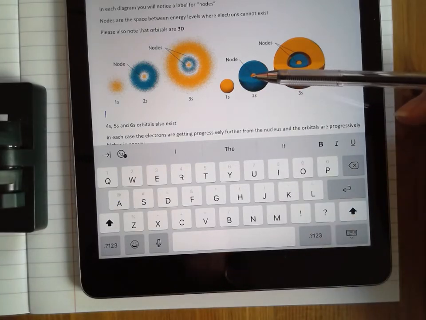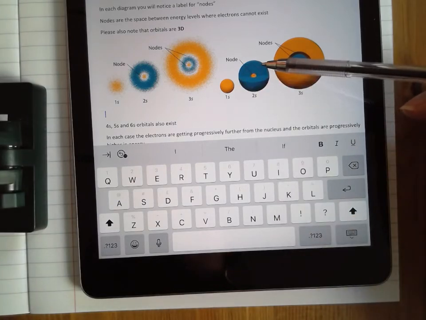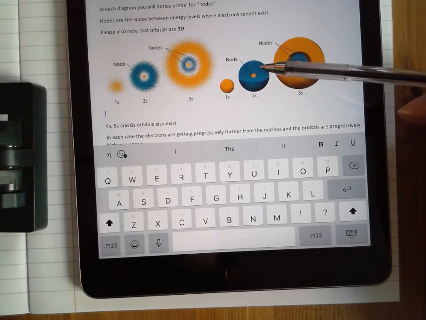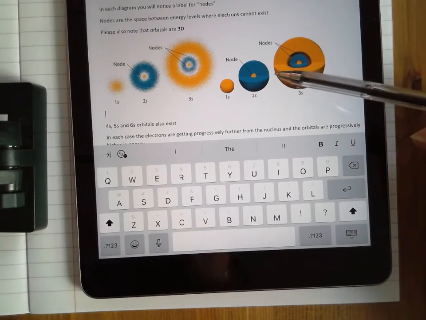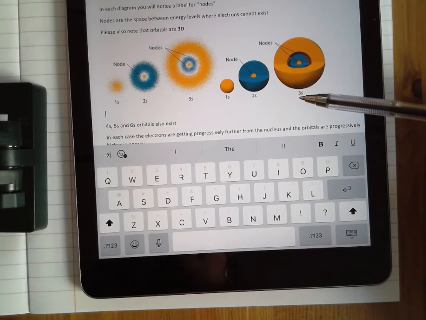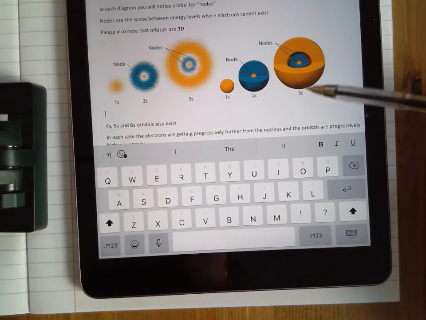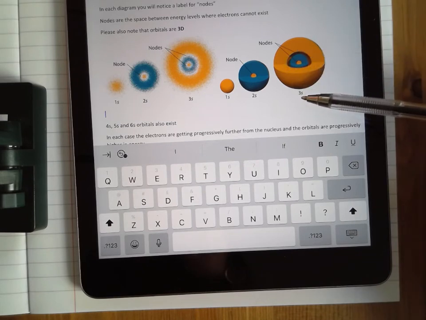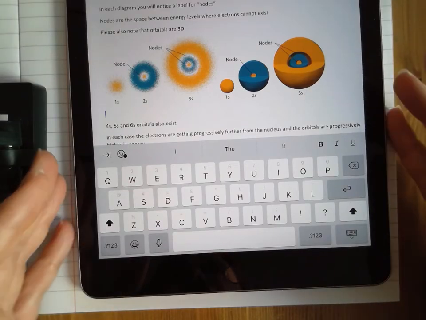In between the 1s, which I've got in yellow, and the 2s orbital, you will see that there is a gap. This gap is called a node, and it's just the space between orbitals where electrons cannot exist. If you had more electrons, you can have more orbitals. So here I've got a picture of a 3s orbital. S because it's another spherical orbital, 3 because it's representative of the third shell.